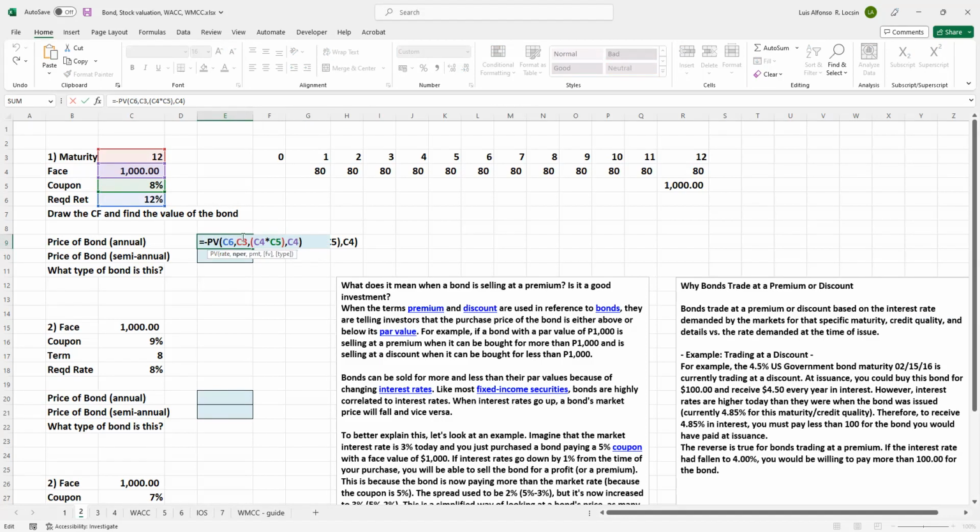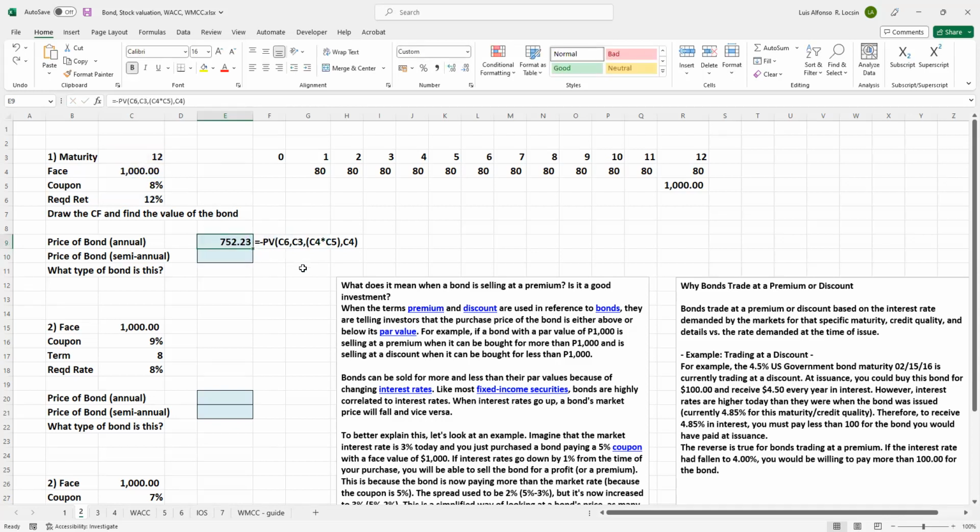Bakit required rate ang ginamit natin? Number of periods 12, tapos payment. Bakit ang rate mo ang ginamit mo yung required return? Kasi, sir, yung hula ko, ito yung current interest rate na hindi yung sa market. Okay? Coupon rate ang gagamitin. Hindi po, kasi kapag coupon rate, yung lalabas, pareho lang. 1,000. Oh, par lang siya, no? Okay, you're correct. Thank you, Luis, for that.